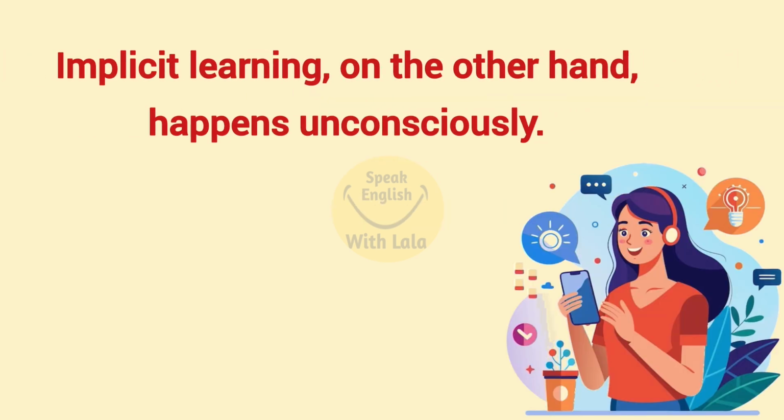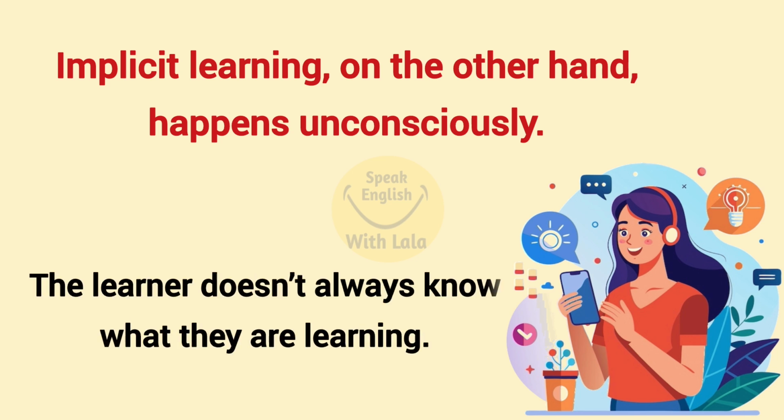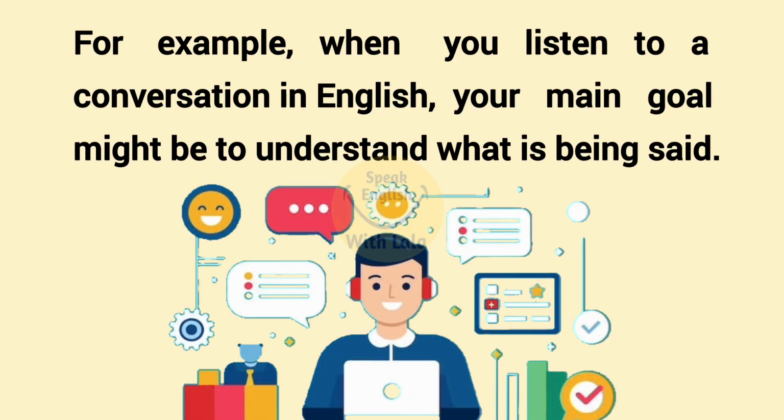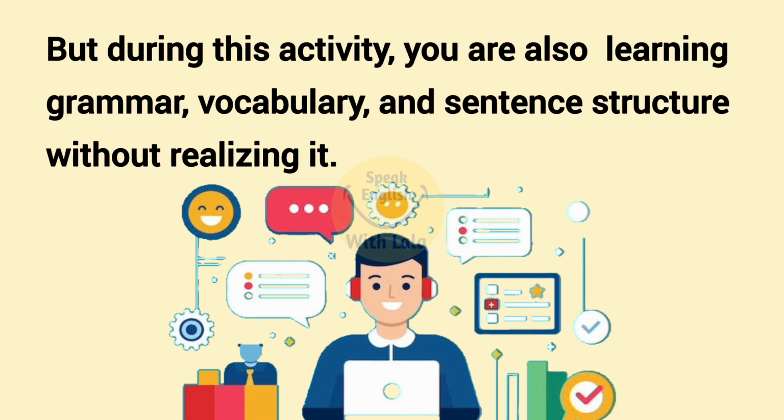Implicit learning, on the other hand, happens unconsciously. The learner doesn't always know what they are learning. For example, when you listen to a conversation in English, your main goal might be to understand what is being said. But during this activity, you are also learning grammar, vocabulary, and sentence structure without realizing it.